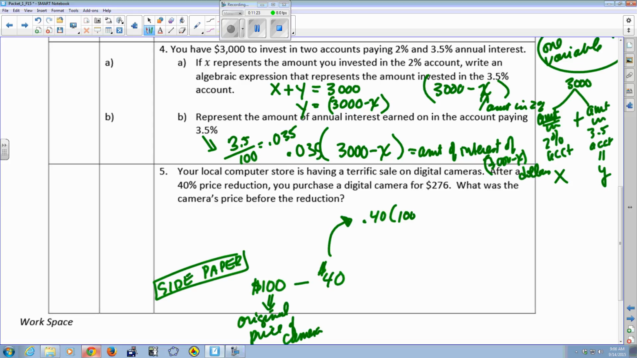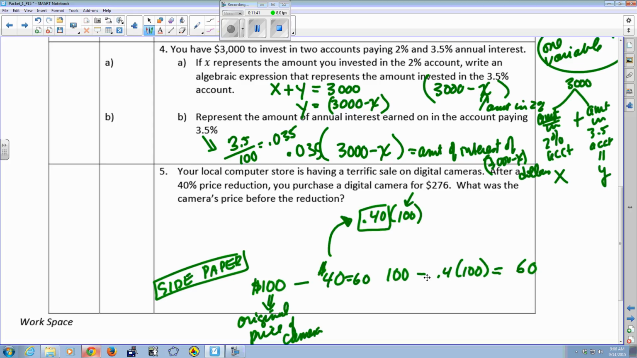40.4 times 100, right? So you took, this is your percentage, and this is your original amount, right? So I'm just going to write it that way. 100 minus 0.4 times 100, and that equals $60, right? We all agree with that?